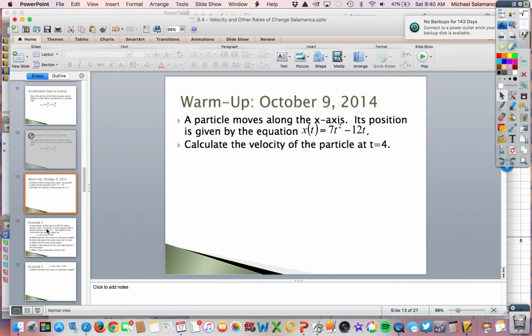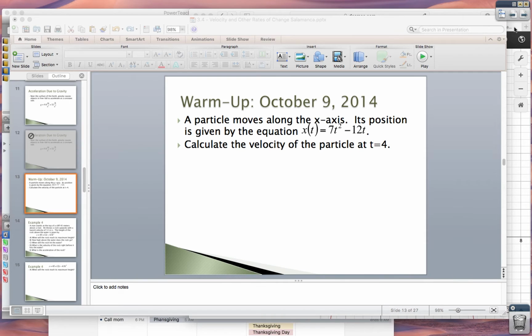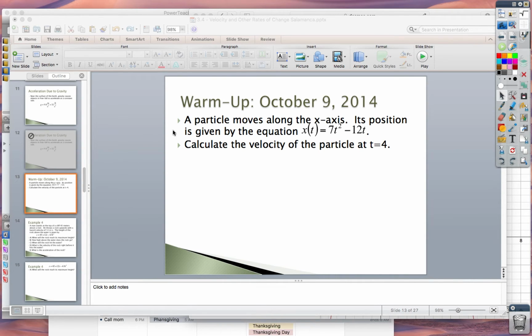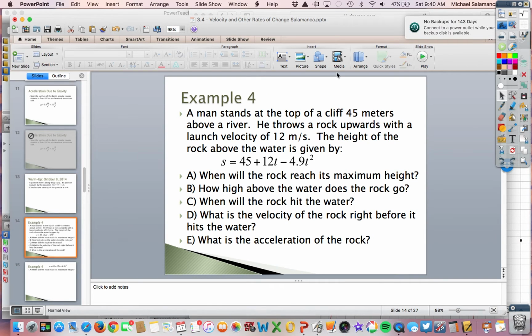So here's a much longer example that brings this up a little bit more. Let's change the page. Example 4: a man stands at the top of a cliff 45 meters above a river. He throws a rock upwards with a launch velocity of 12 meters per second. The height of the rock above the water is given by s equals 45 plus 12t minus 4.9t squared.